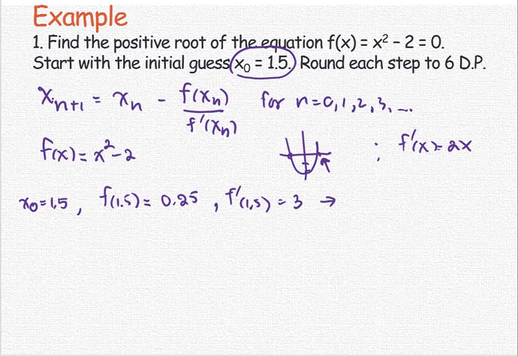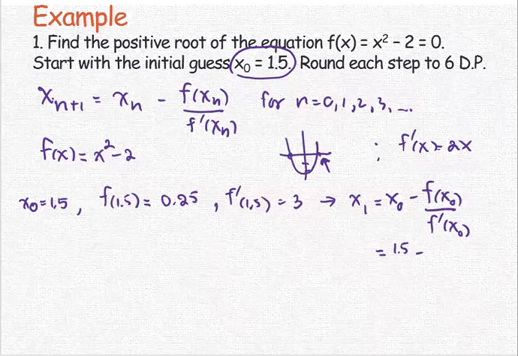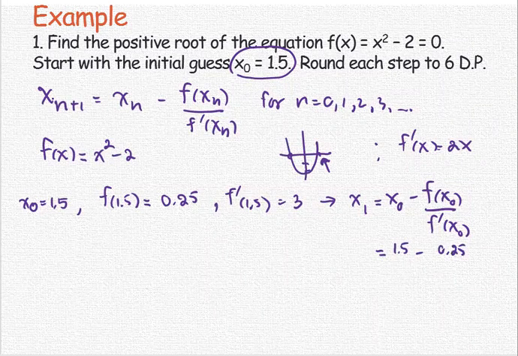Then we compute x1, which is the first approximation. So x1 equals x0 minus the function at x0 divided by f prime at x0. x0 is 1.5. The function at 1.5 is 0.25, divided by the derivative at 1.5, which is 3, gives us the number 1.416667 to 6 decimal places.